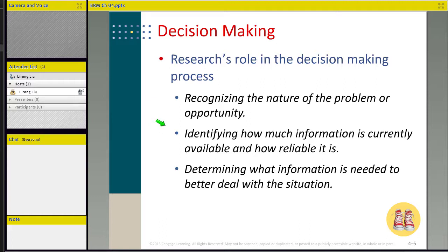So what is the research role in the decision-making process? Several ways. The first step is, of course, recognize the nature of the problem or the opportunity, right? For the problem, as I mentioned, you may only observe symptoms. Then the research can really dig into the symptom. Researchers will gather information to really decide what is the real problem that is causing these symptoms, okay?